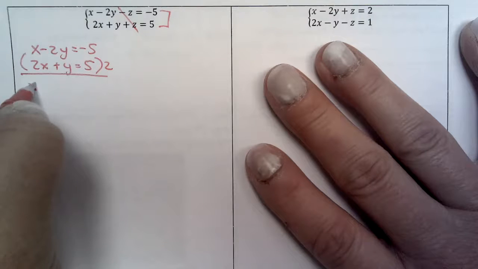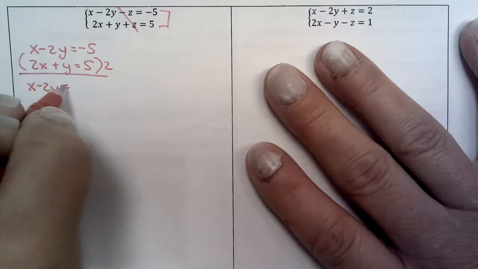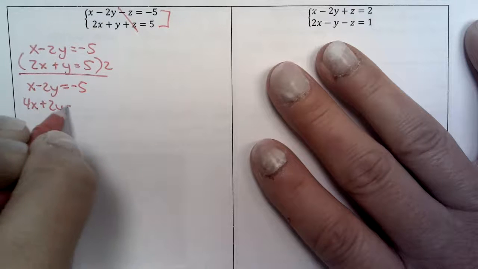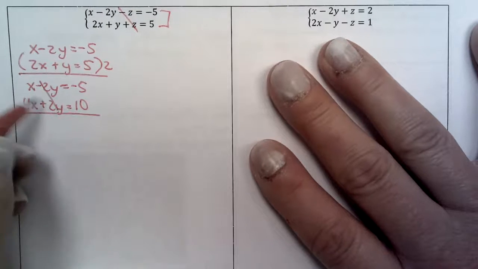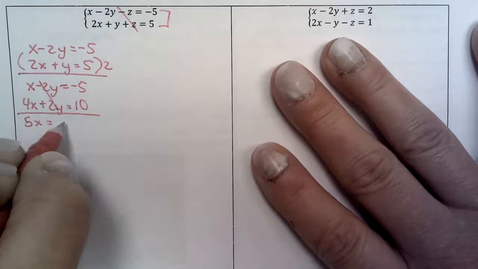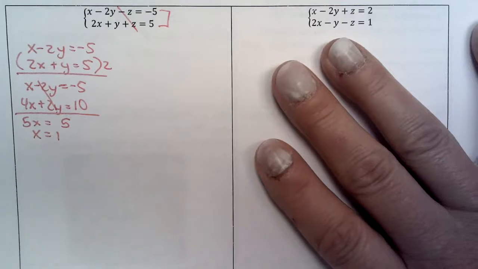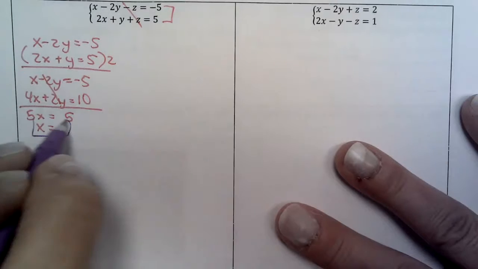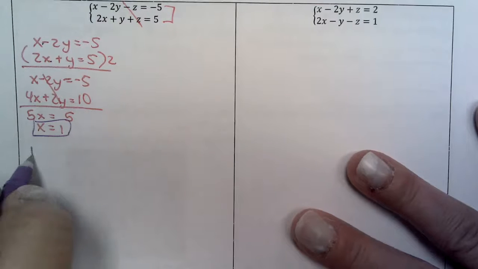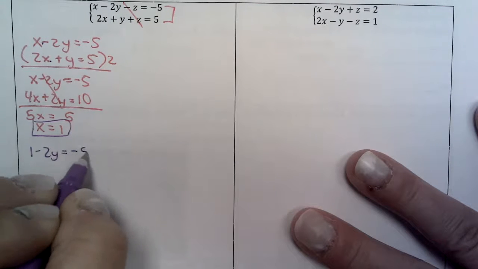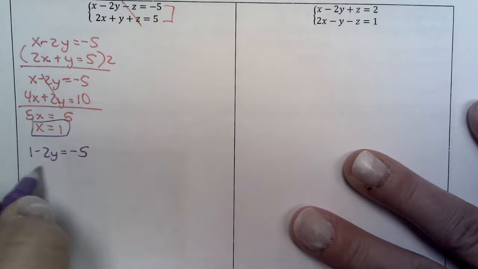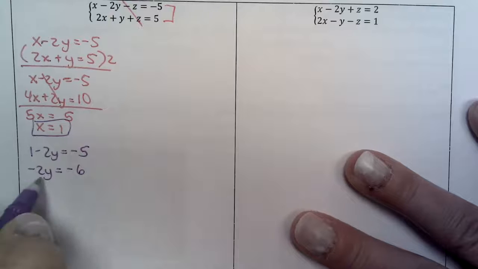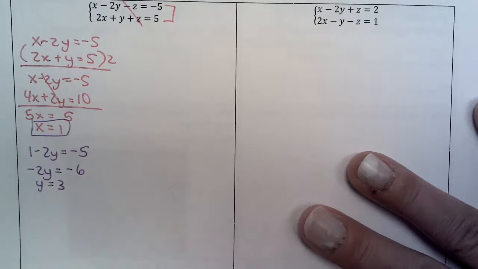So I'm going to rewrite the first one. And now I'm going to multiply this. So I get 4x plus 2y equals 10. Okay, now I can combine them. I get 5x equals 5, so x equals 1. Okay, now I'm going to plug this x equals 1 back into either one of these equations. So 1 minus 2y equals -5. So subtract 1 from both sides, and I get -2y equals -6. Okay, so I get y equals 3.